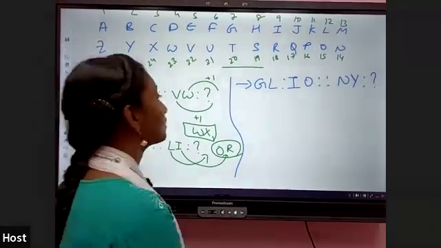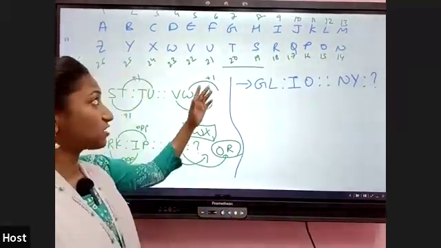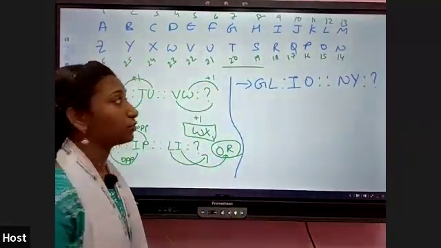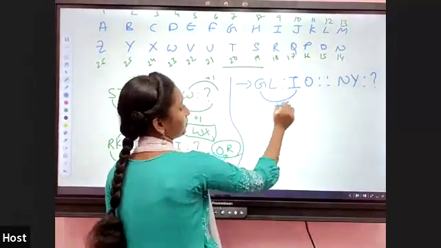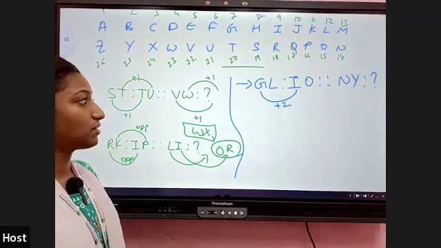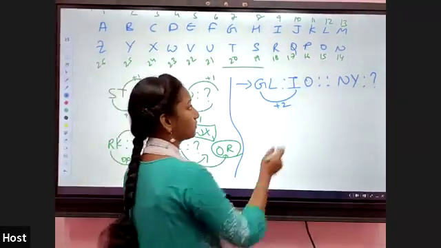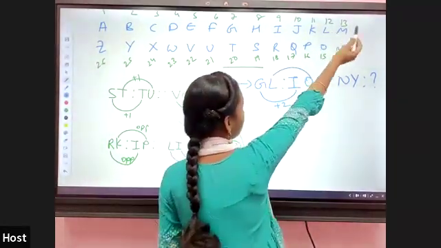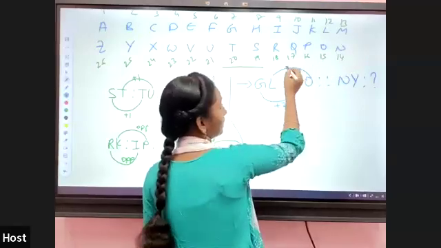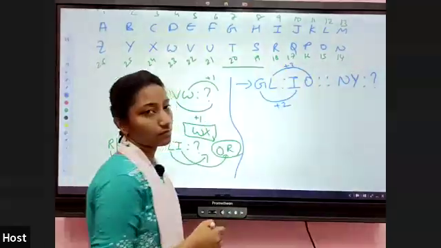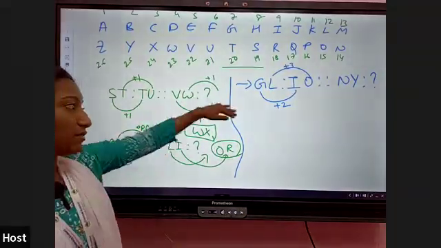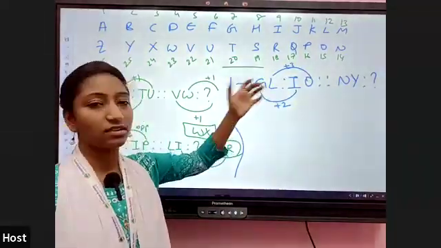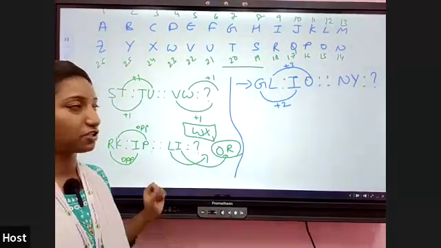Okay, let us solve. G and I: what is the relation between G and I? Plus 2. G, 1, 2. So they did plus 2. Next, what is the relation between L and O? L, 1, 2, 3. So they did plus 3. It may be opposite letter also, but here they did plus. So we should take the theme as addition.